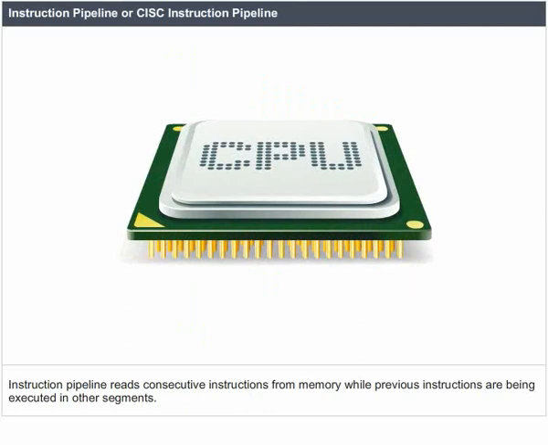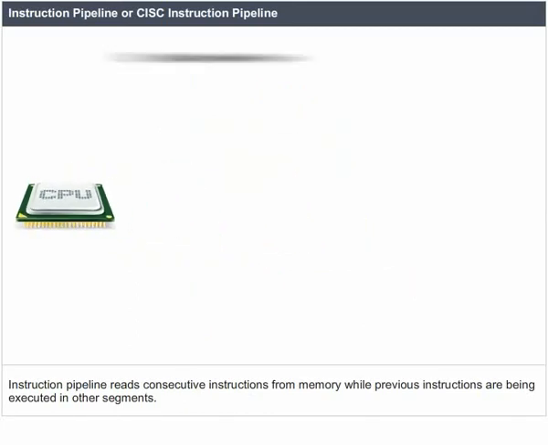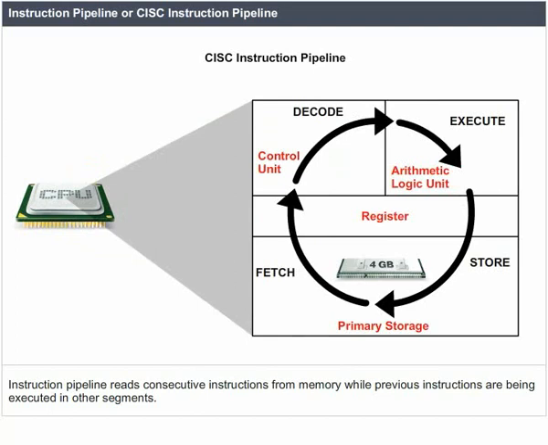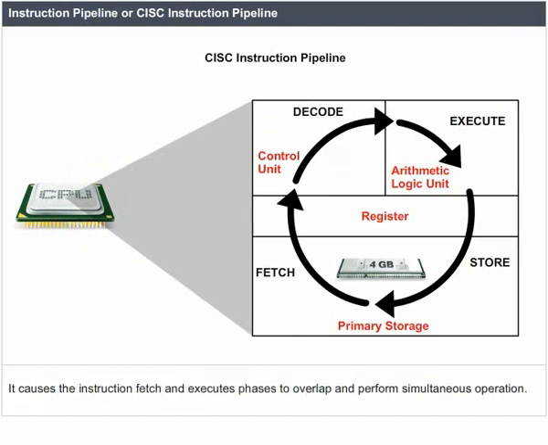Instruction pipeline, or CISC instruction pipeline. An instruction pipeline reads consecutive instructions from memory while previous instructions are being executed in other segments. It causes the instruction fetch and execute phases to overlap and perform simultaneous operations. Computers with complex instructions require other phases in addition to the fetch and execute cycle.